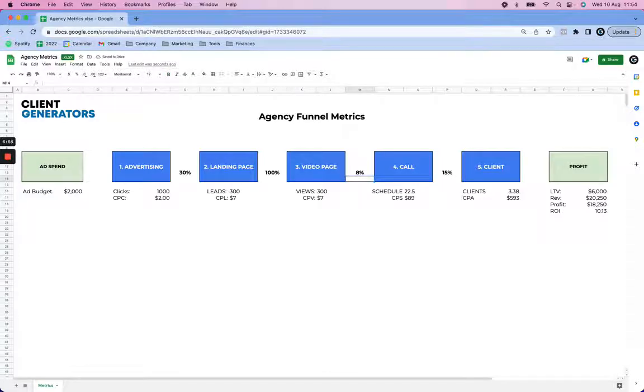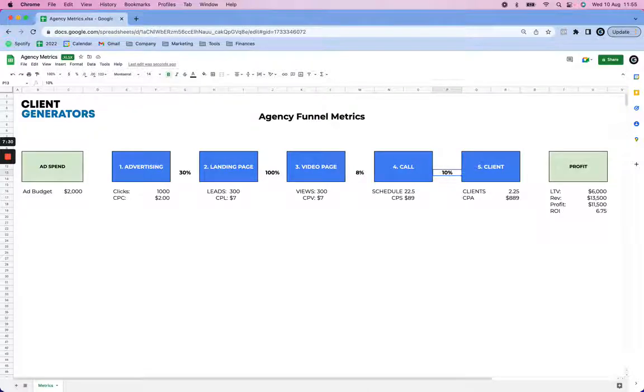Then this number here is the conversion rate between how many people book a call and how many actually close into a client. Now, there are going to be some no-shows. Some people will book a call and then not show up, and this number takes that no-show rate into account. You should really be aiming for at least a 10% close rate, including no-shows. That means out of 10 people that book a call, you close at least one sale.